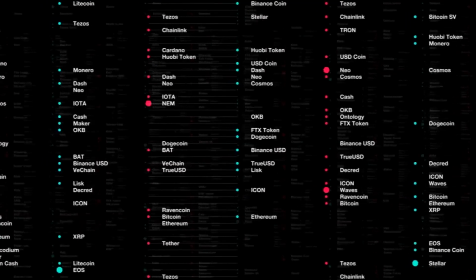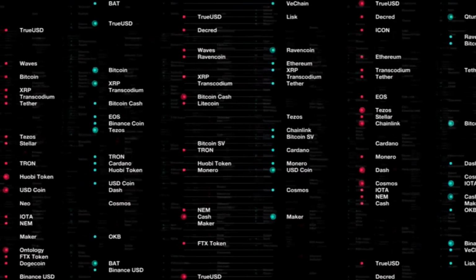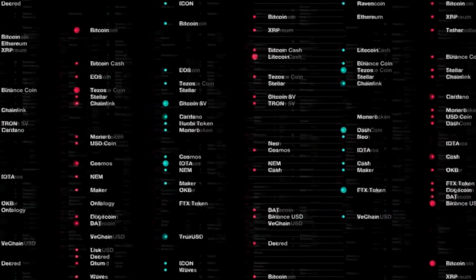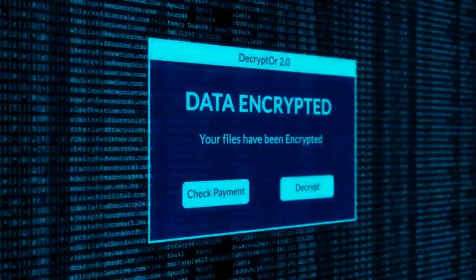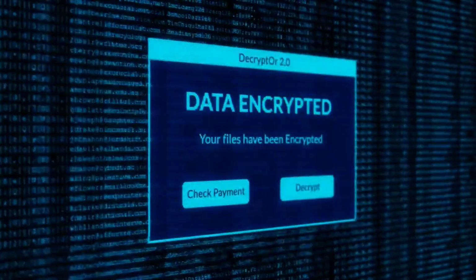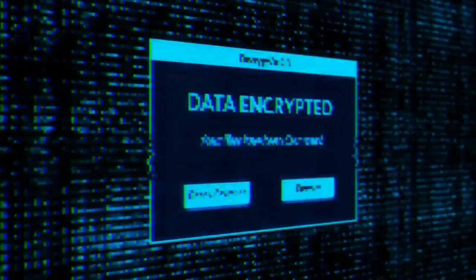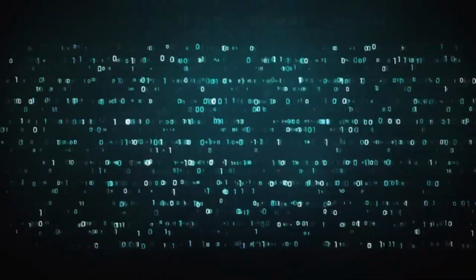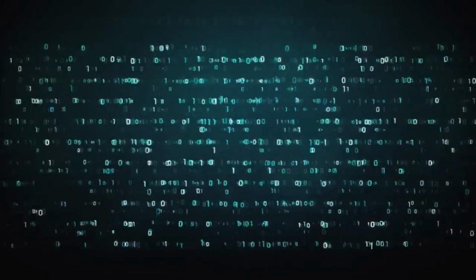Public key cryptography, also known as asymmetric cryptography, is a security framework that uses a pair of keys to encrypt and decrypt data. Unlike symmetric cryptography, which uses a single key for encryption and decryption, public key cryptography uses two keys, a public key for encryption and a private key for decryption. The public key can be safely shared with others, while the private key must be kept secret.